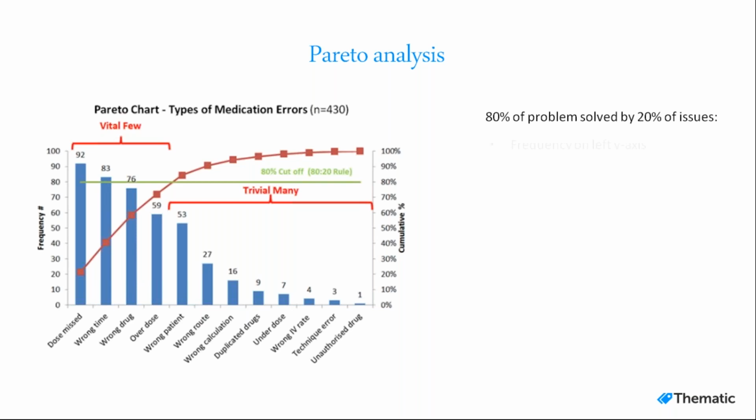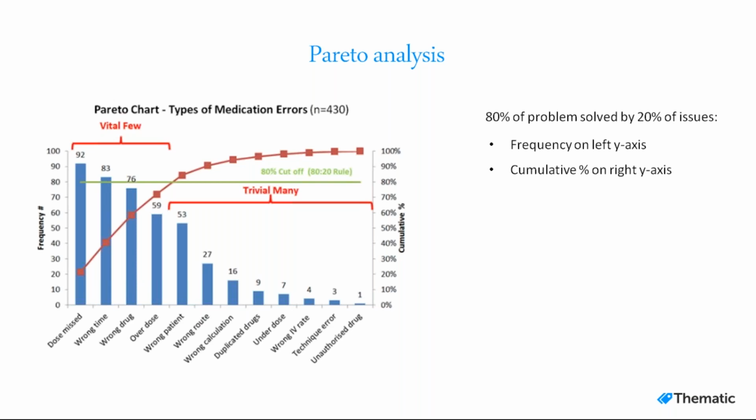So the critical factors here are that on the left axis, you'll see the frequency. So how often is this issue happening? On the right-hand axis, you're going to see the cumulative percent. So if you take, say, issue number 1, the dose was missed, plus issue number 2, the wrong time, and you add them together, you get 83 plus 92. Together, that makes a certain percentage of the total number of issues.